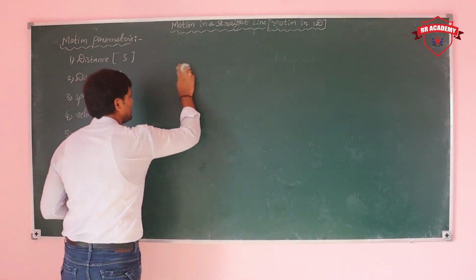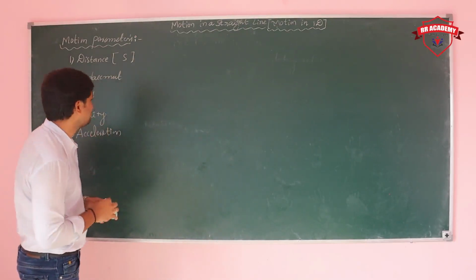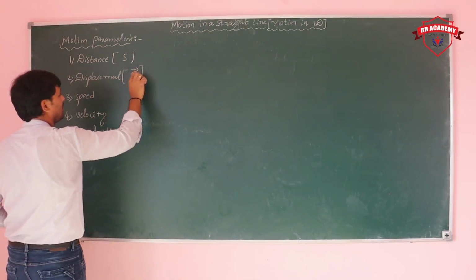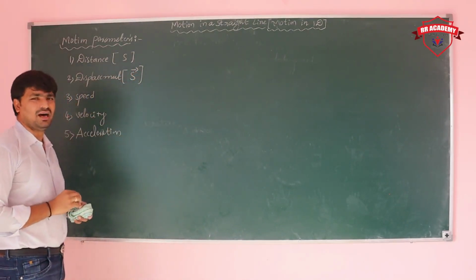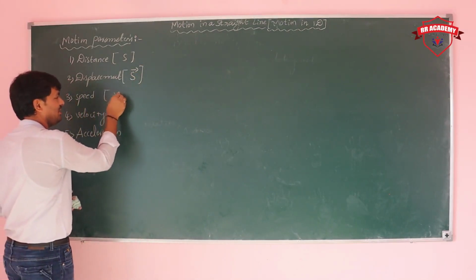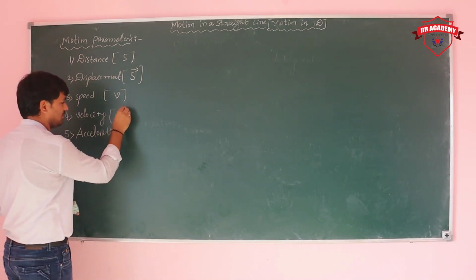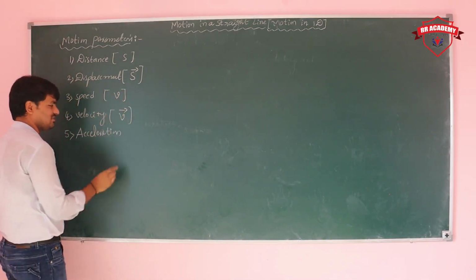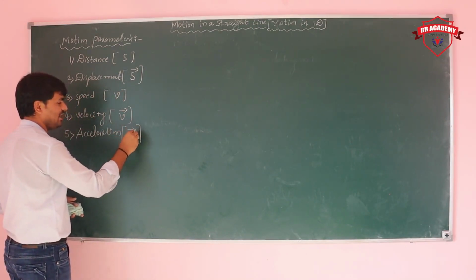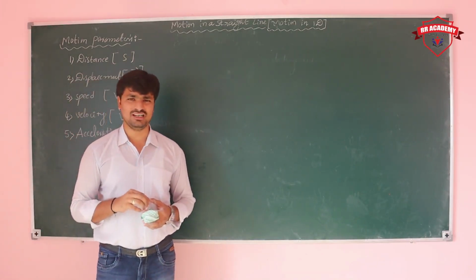Okay, so distance generally we are representing with S. And again we can discuss scalars and vectors. And displacement is S bar. Bar represents vector. Speed, only v. Velocity, v bar, because it is a vector, speed is scalar. Acceleration, a bar, acceleration is also a vector. And let's see, one by one we'll discuss.